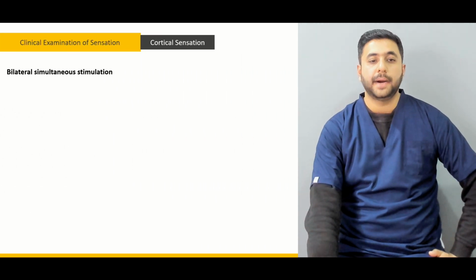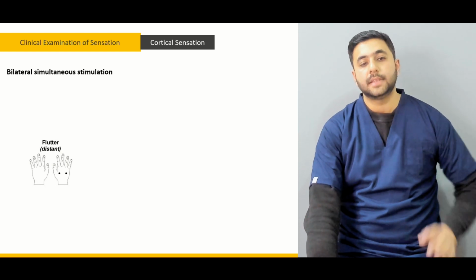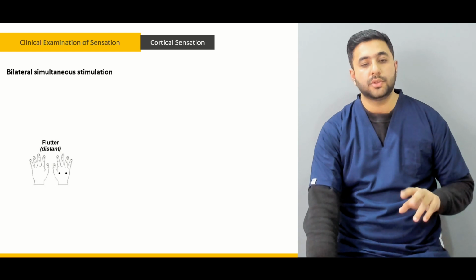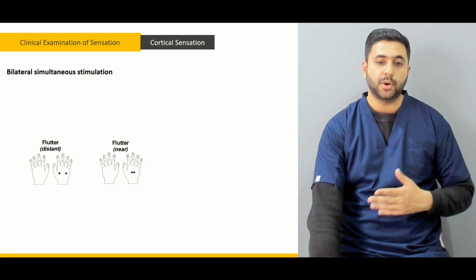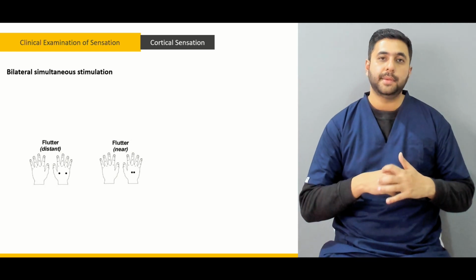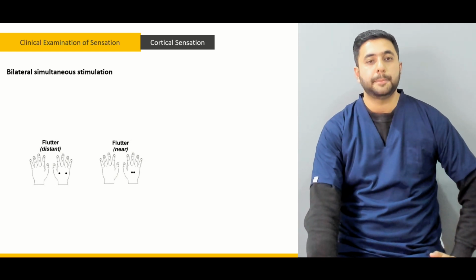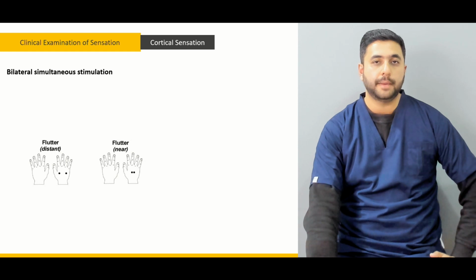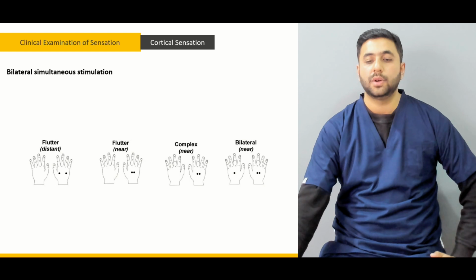The other pathway is the bilateral simultaneous stimulation. Just like in the previous test, we bilaterally simultaneously stimulate the 2 points. They can either be at the same part of the same side of the body. For example, here on the dorsum of the hand, we initially touch the 2 points simultaneously, and then we can ask the patient whether he or she appreciates these bilateral points of the simultaneous stimulation, or we can move it outwards and then we can spread it on both sides.